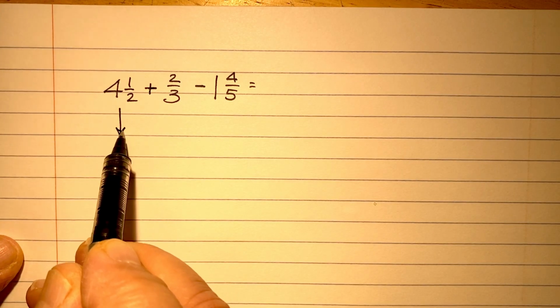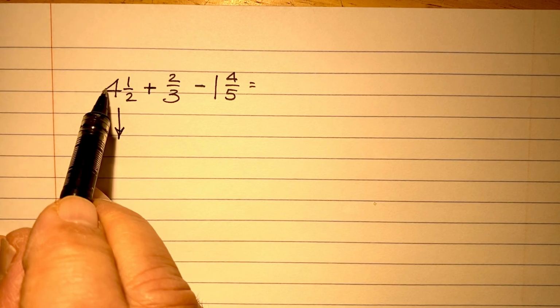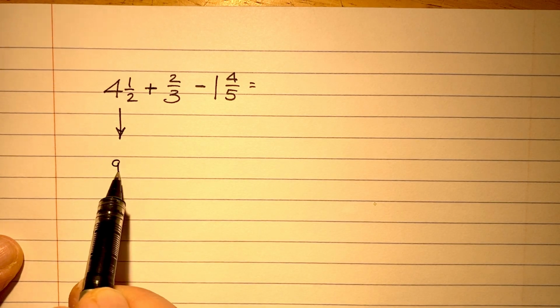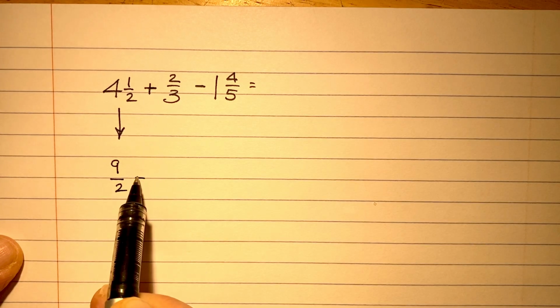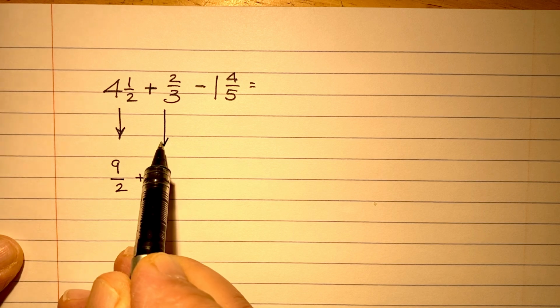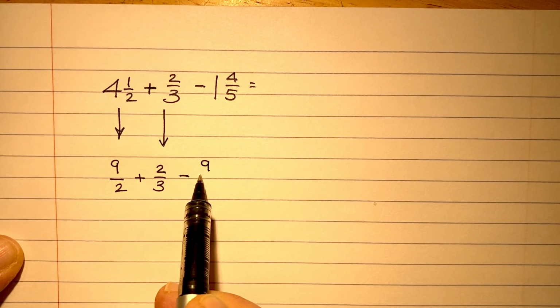First, each fraction needs to be written as top heavy or improper. 4 times 2, 8. Add 1, 9 over 2. Plus 2/3, but that doesn't need changing. Take away 1 times 5, 5. Add 4, 9/5.